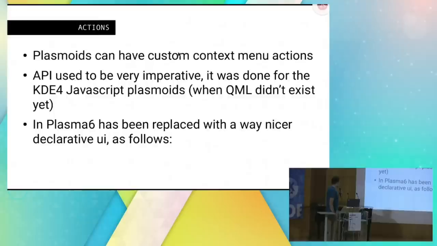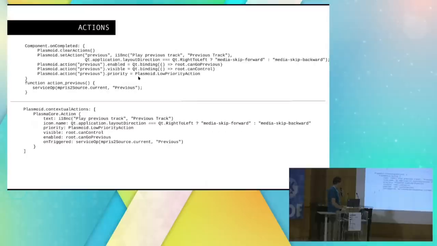Another thing that was completely taken from the JavaScript API was the actions API. Basically, a plasmoid can add an arbitrary number of context menu actions if you right-click, like on its icon on the panel or whatnot. It used to have this very imperative API. In Component.onCompleted, you ran a bunch of JavaScript, which internally created a QAction, and if you wanted to bind something, you even had to use an imperative API for property bindings. And then to react when the user clicked that, you had to declare a function with a kind of magical name. So if this was previous, it was action_previous, and then you had your code.